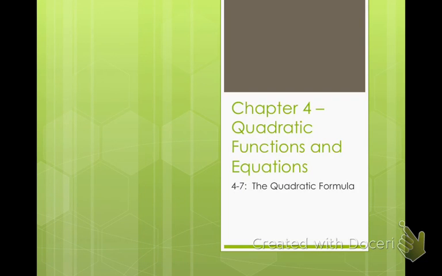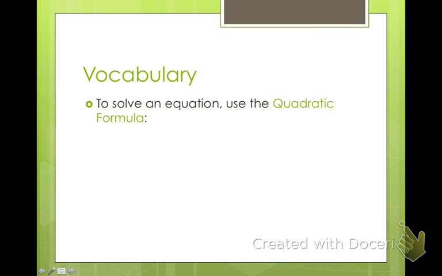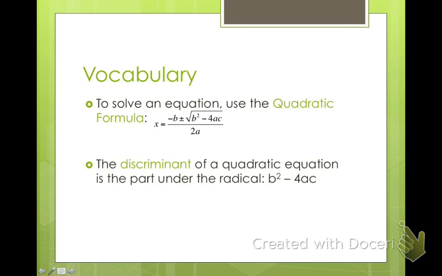Alright, so today in section 7 we're going to talk about the quadratic formula, and we're going to use it to solve quadratic equations. So this is another method to solve. To solve an equation using the quadratic formula, we have this, remember when I sang to you the other day, x equals negative b plus or minus the square root of b squared minus 4ac all over 2a. So you use your a, your b, and your c from your standard form, and then you plug them in and simplify, and it gives you the solutions.